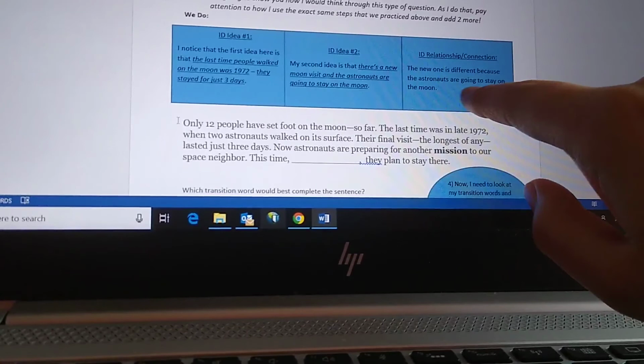Go ahead and pause, and from the reading and the title in the first paragraph, fill out the topic, your do know, and your don't know in your chart. And we'll go to paragraph 2.